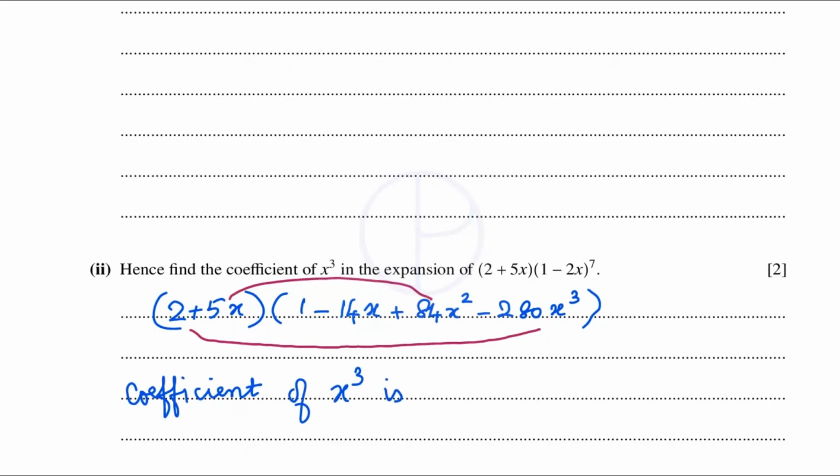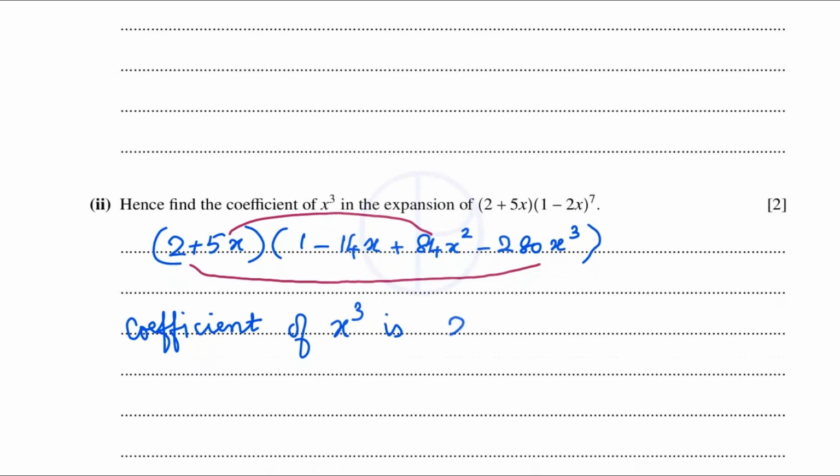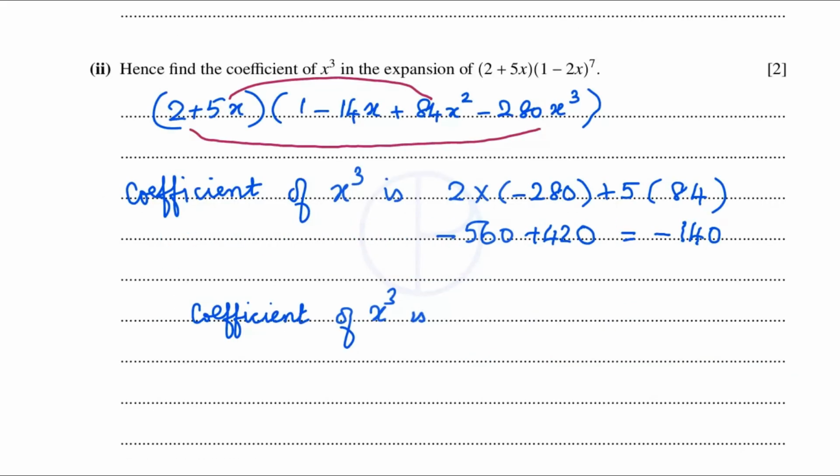So the coefficient of x cube is 2 times minus 280 plus 5 times 84. So minus 560 plus 420 gives negative 140. So the coefficient of x cube is negative 140.